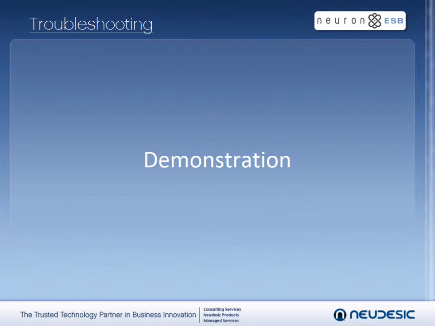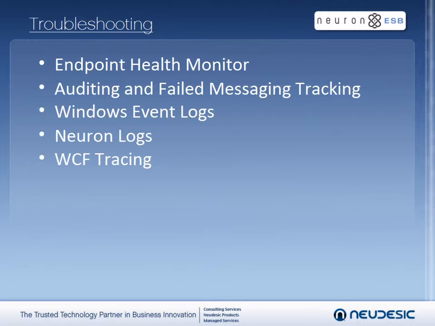First step is always check the endpoint health monitor. Go up. Check the endpoint health monitor. Always enable message tracking. Event log, then Neuron logs, and then if you're running into serious problems with your services, it's WCF tracing.